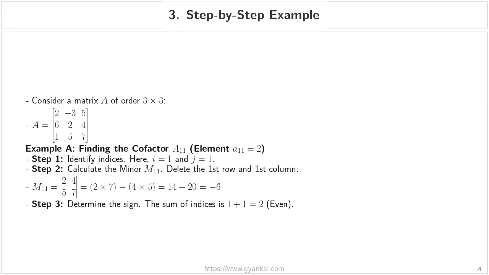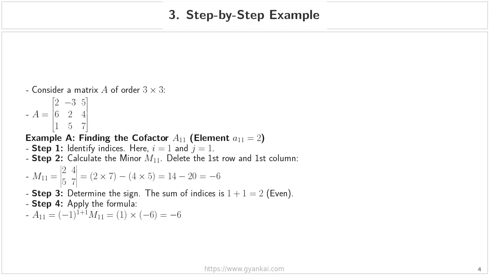Step 3, now we determine the sign factor we discussed in the previous slide. We add our indices together. 1 plus 1 equals 2. Since 2 is an even number, our sign factor will be +1. Step 4, finally, we apply the formula. We take our sign factor, -1 raised to the power of 1 plus 1, and multiply it by our minor, which is -6.